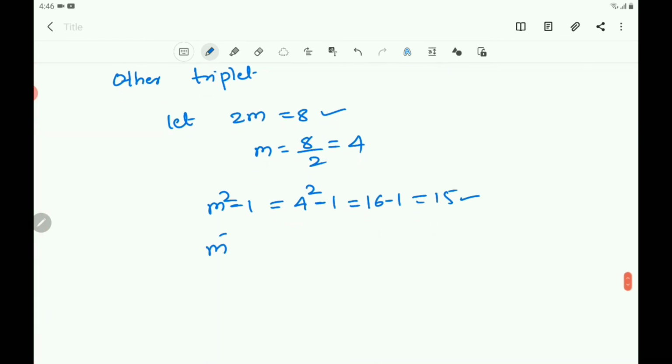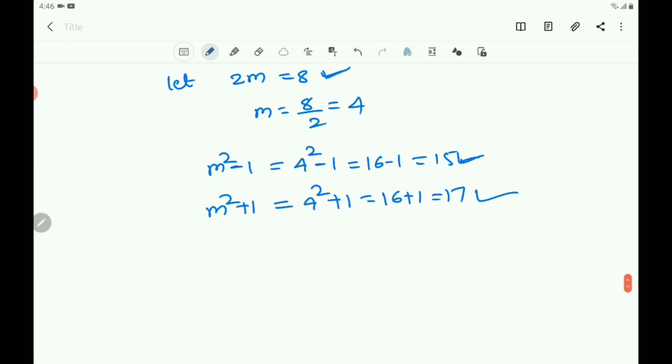Next let us take m square plus 1 equals 4 square plus 1, that is 16 plus 1 equals 17. So here the three numbers are: one is 8, which is given, and we have taken this as the smallest number. The next one is 15, and the next one is 17. So the triplet is 8, 15 and 17, where 8 is the smallest number.